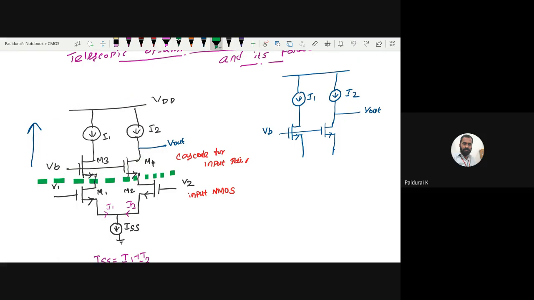Now I want to change. Okay, இந்த input pair இப்போ NMOS. அப்போ I want to go with PMOS, right? Okay. PMOS போகிறப்ப first என்ன பண்ணணும், just sketch that PMOS. What is that?